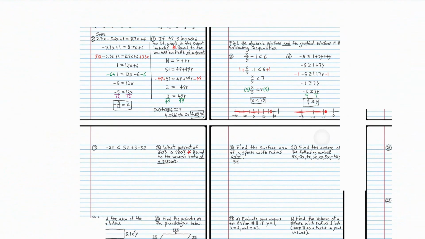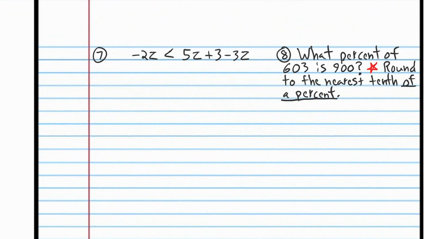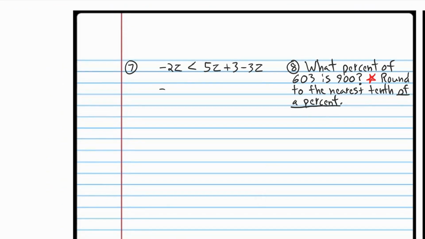All right, so on to number 7. We have another inequality. So first step is to simplify. 5z minus 3z is 2z. And then we're going to perform an operation on both sides of the equation, so we need to rewrite the equation. Subtract 2z from both sides. And now we're going to perform the last step, so we need to rewrite again. Divide both sides by negative 4.